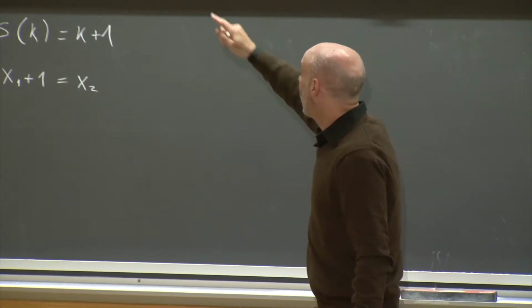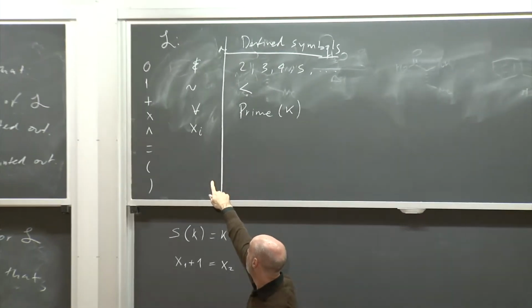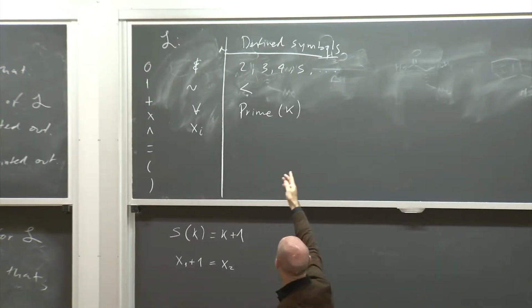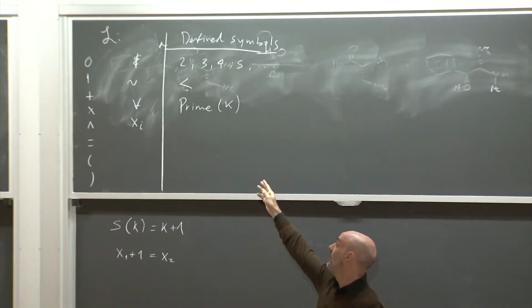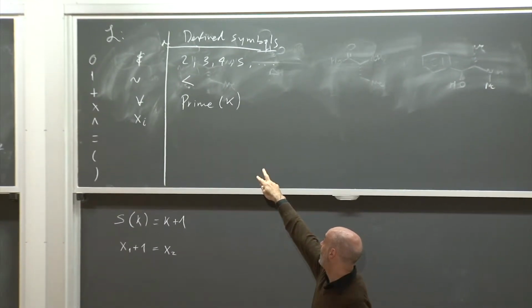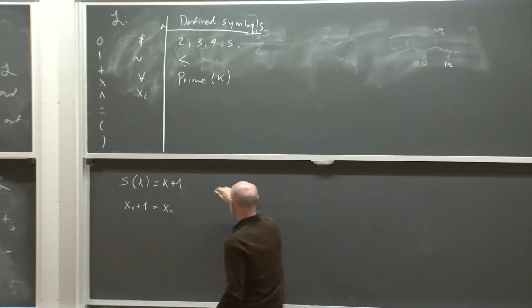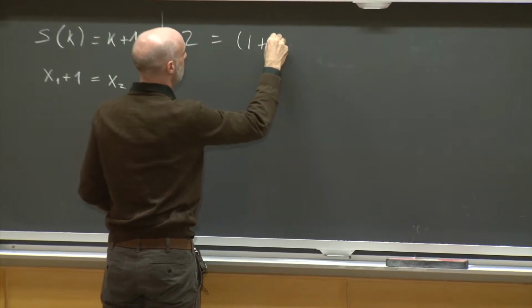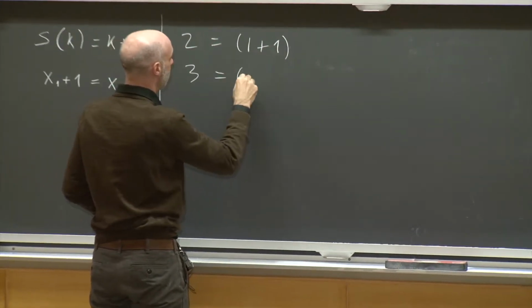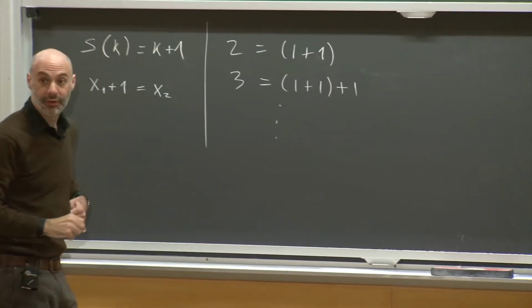So our language L contains only the symbols on the left, but we can use those symbols to define new symbols. We saw yesterday how to define the numerals 2, 3, 4, 5, etc. It's very easy. 2, for example, you can just define as 1 plus 1, and 3 as 1 plus 1 plus 1, and so forth.